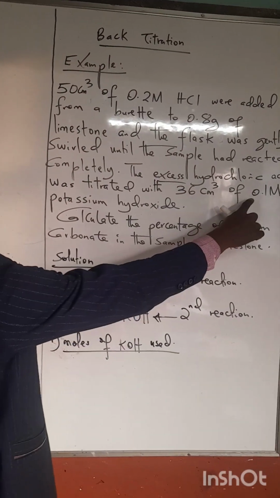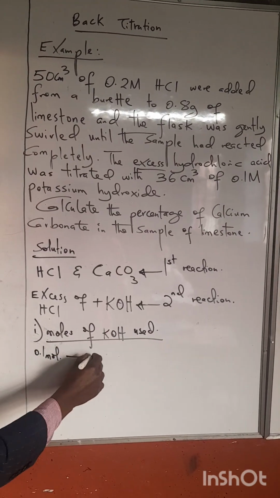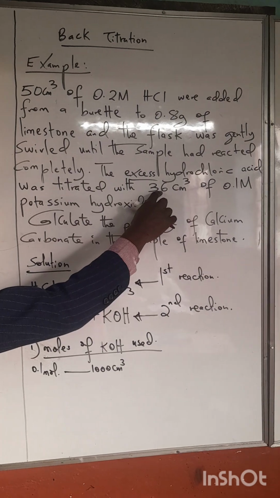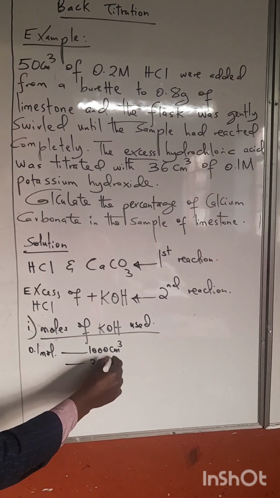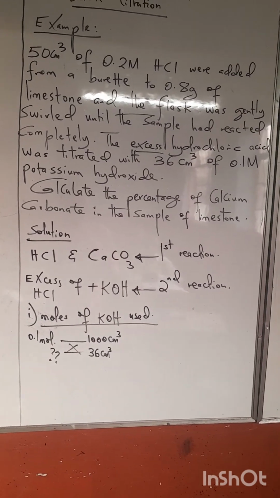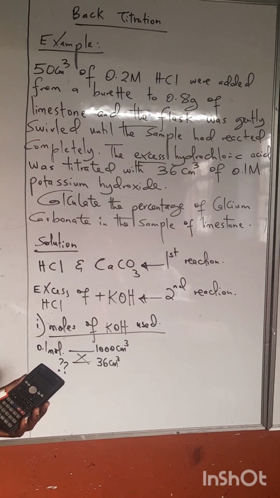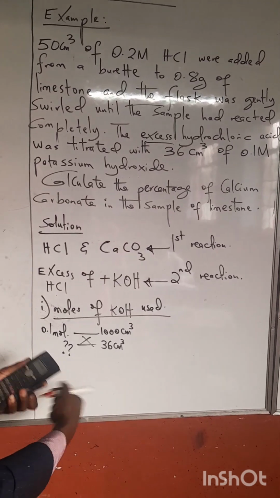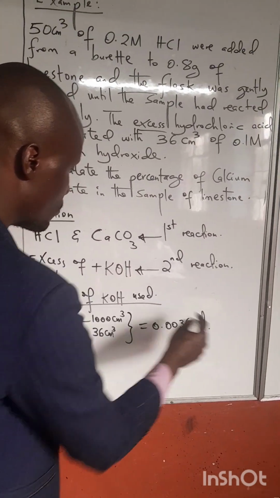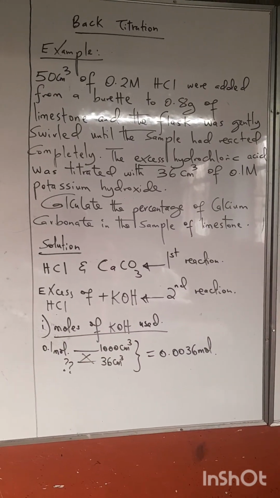0.1 capital M means molarity. That is 0.1 moles are in 1 liter. But the volume used was 36 cubic centimeters. Just do simple cross multiplication here. That is 36 times 0.1 divided by 1000. That gives you 0.0036 moles. These are the moles of the base that were used. Metal hydroxides usually are bases.